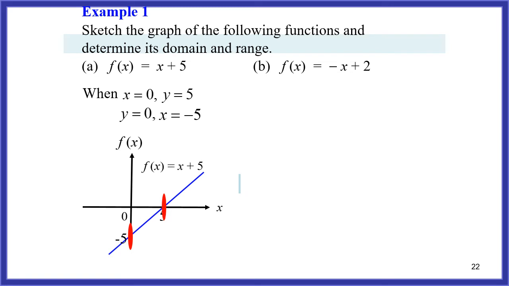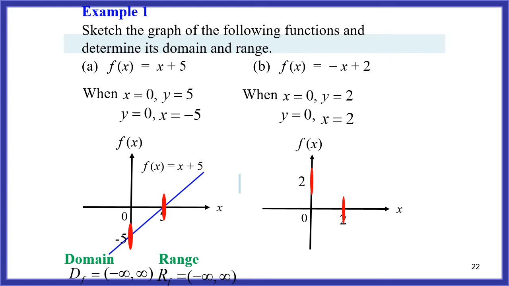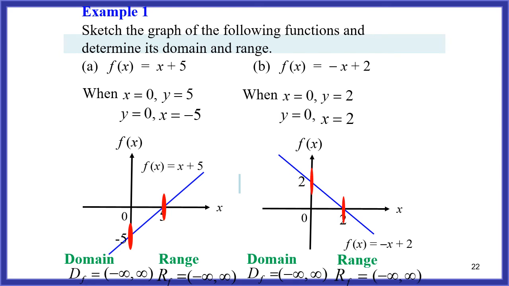From the graph you can see that the domain and the range are from negative infinity up to infinity. Okay, for graph B, f(x) = -x + 2. The same thing, we find the two points. We use the x-intercept and y-intercept, it's easier. When x equal to 0, y equal to 2. When y equal to 0, x equal to 2 also. So we have two intercepts at the x-axis and y-axis. Connect the two points and we have a straight line. We can see that the domain and the range are from negative infinity up to infinity.